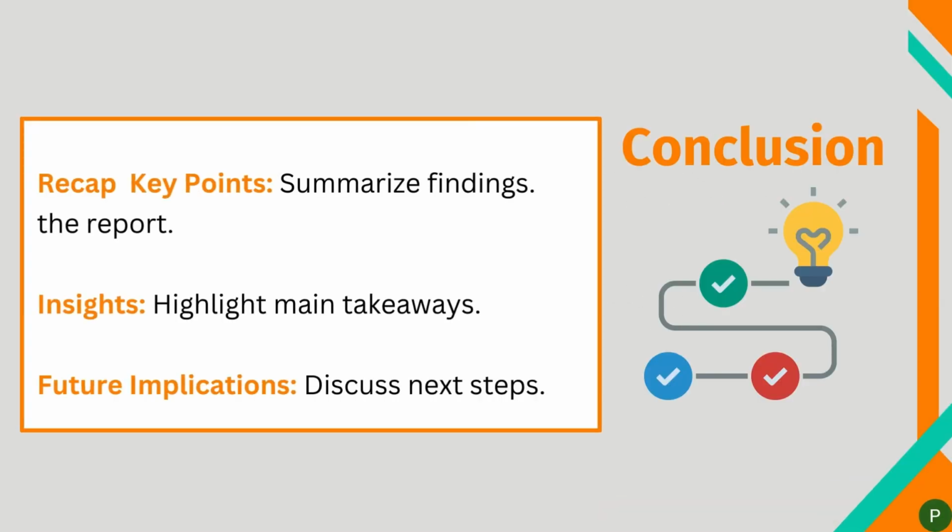In the conclusion, recap the key points. In summary, Q2 saw a 10% revenue increase and a 5% expense reduction. You can also highlight the main takeaways. For example, this suggests a positive trend in financial performance. And discuss future implications and next steps. For instance, you could write, continued focus on cost control and revenue growth is recommended.